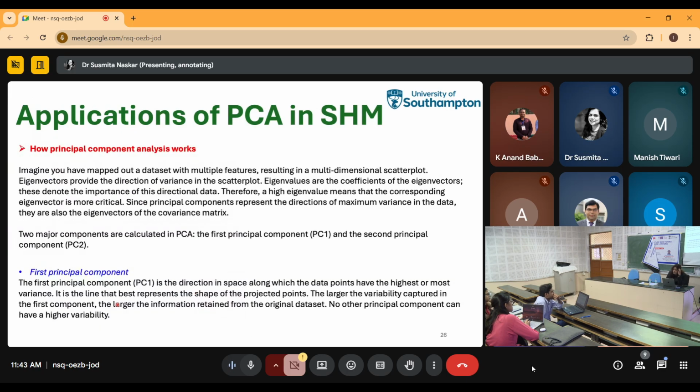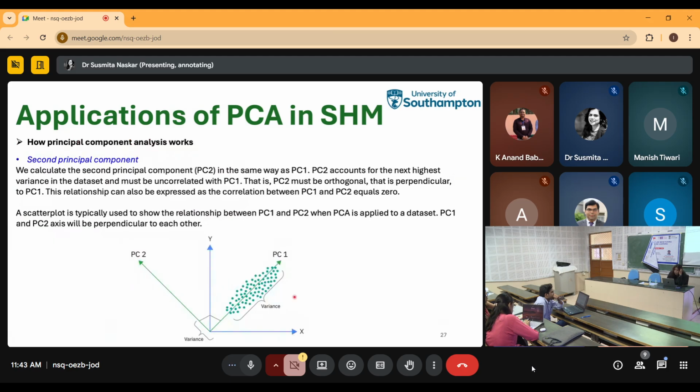So let's first see what the first principal component is. The first principal component we denote as PC1. That is the direction in the space along which the data points have the highest variance. Okay, that's called PC1. So it is the line that best represents the shape of the projected points. If you look at PC1, you can see there is the largest number of points here, isn't it? That's called PC1.